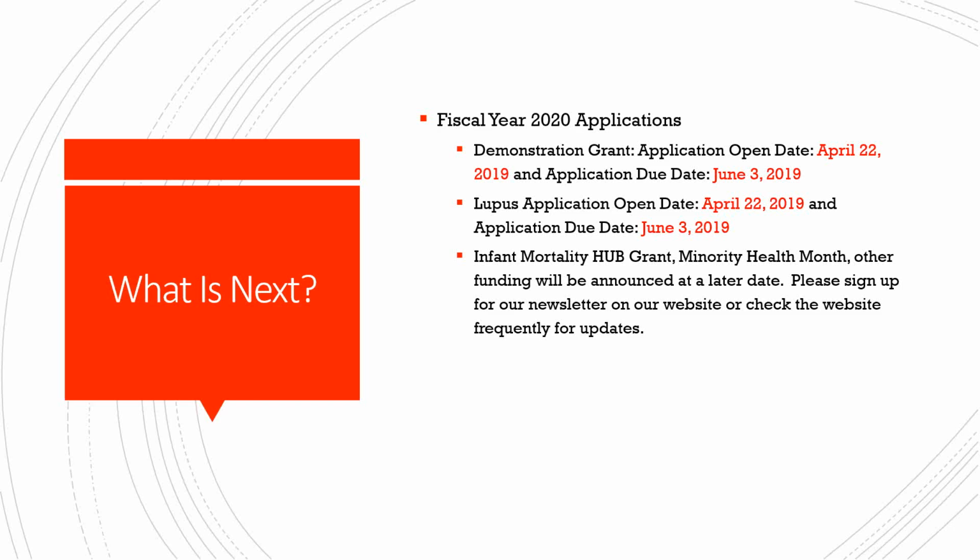We have 2 applications that will be opening soon on April 22nd. That's our demonstration grant application and our lupus application. So please make sure that you go to our website and check that out. They both will be due June 3rd. Our Infant Mortality Hub Grant and our Minority Health Month funding will be announced at a later date.